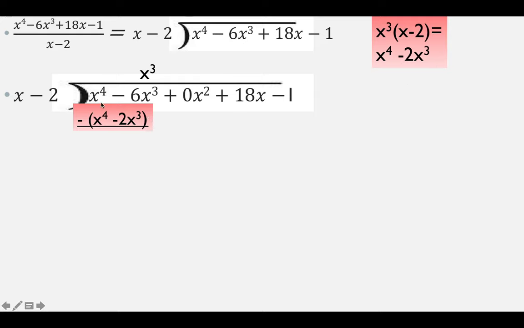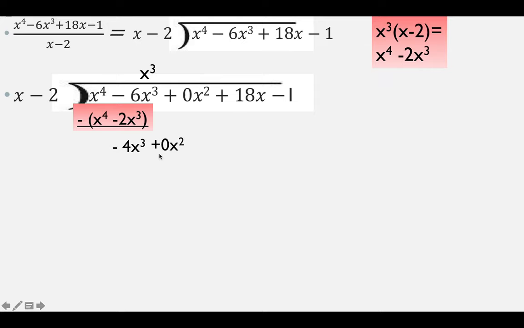All right, so x to the fourth minus x to the fourth cancels out. That's just 0. Now here, minus x to the third plus 2x to the third, that's going to give me negative 4x to the third. See that? So super important to distribute this minus sign here. Next, what we could do is bring this down. Let's just treat this as if it had a decimal. We're going to bring that down.